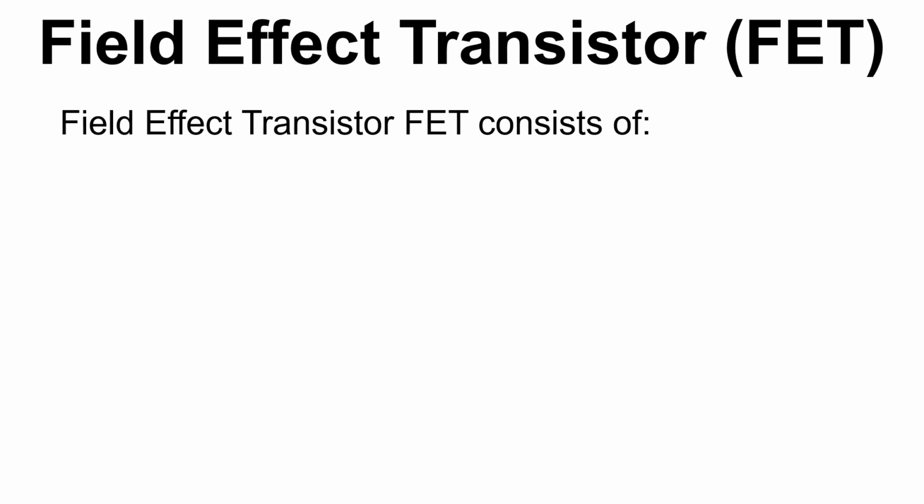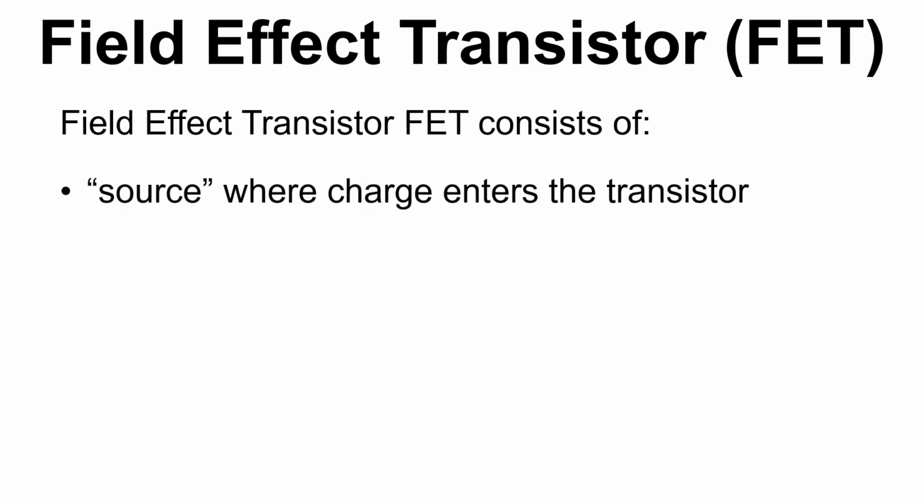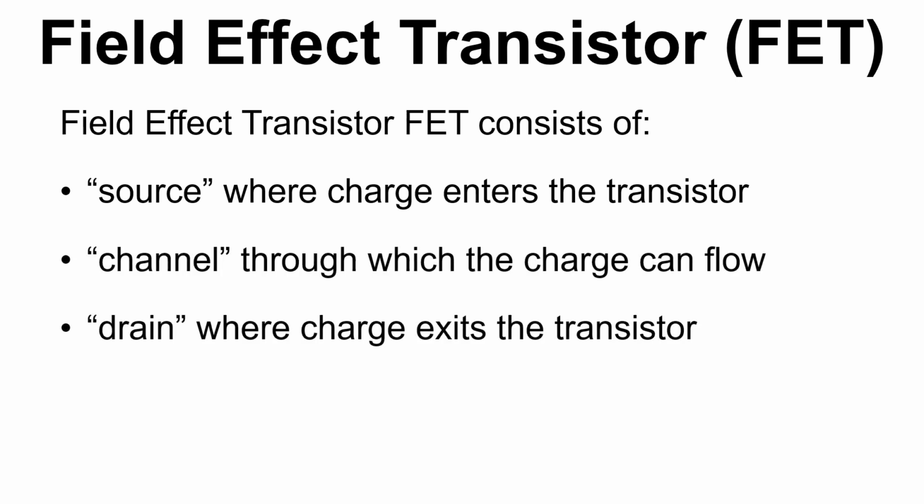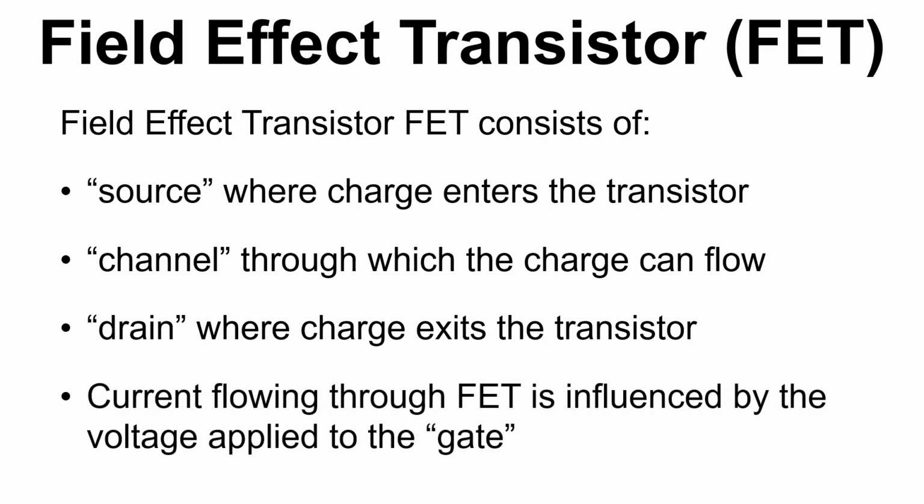Now, in a field effect transistor, we have a source where the charge enters the transistor, a channel through which the charge can flow, and a drain where the charge exits the transistor. The current flowing through the field effect transistor is influenced by the voltage applied to the gate.